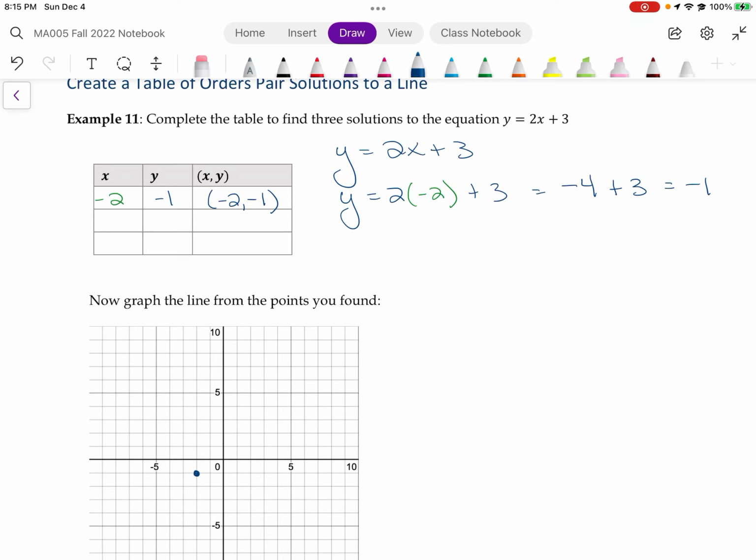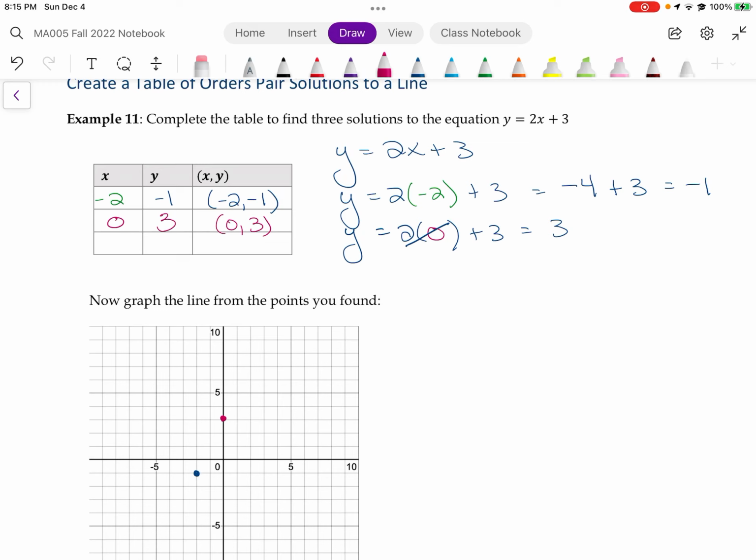All right, the next one I picked was 0. 0 is easy. I like 0. So I get to say y equals 2 times 0 plus 3. Now 2 times 0 is just 0, so it goes away, and the answer is 3. Okay, so I get 3. Let me use my colors. So I get 3 here, and I get 0, 3. All right, 0, 3 is right there.